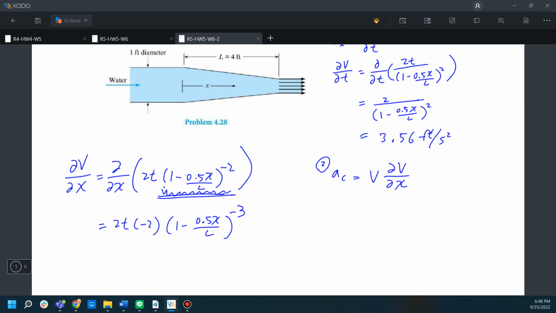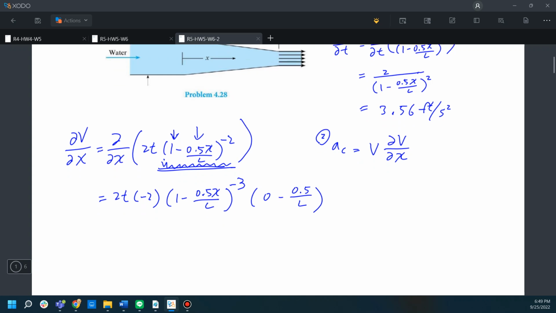Okay. Then applying the chain rule, now we want to take the derivative with respect to x of each term inside this parenthesis. So the constant's derivative is equal to 0, and the second term, the remaining part, is 0.5 divided by L. Okay? Cool.